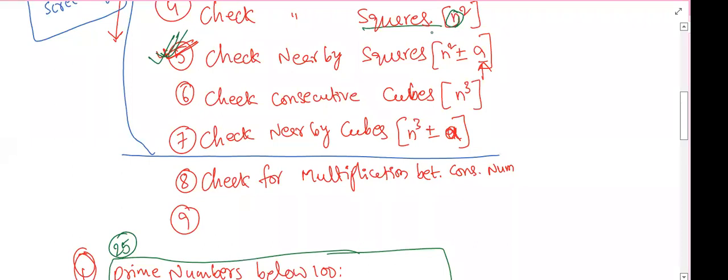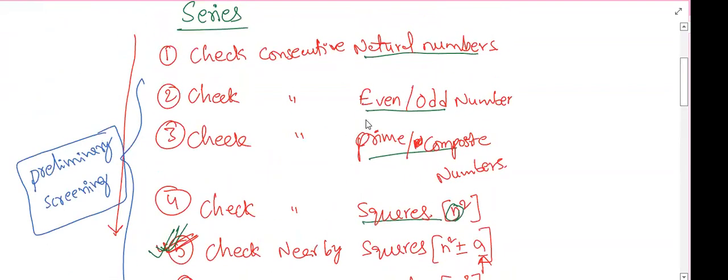In the fourth step, we have to check whether the given numbers are perfect squares or not. Suppose they are perfect squares, we confirm the pattern as n square. But what can be substituted in place of n? Consecutive natural numbers, or any one of the above three points. In place of n, natural numbers may be substituted, even or odd numbers may be substituted, prime or composite numbers may be substituted.